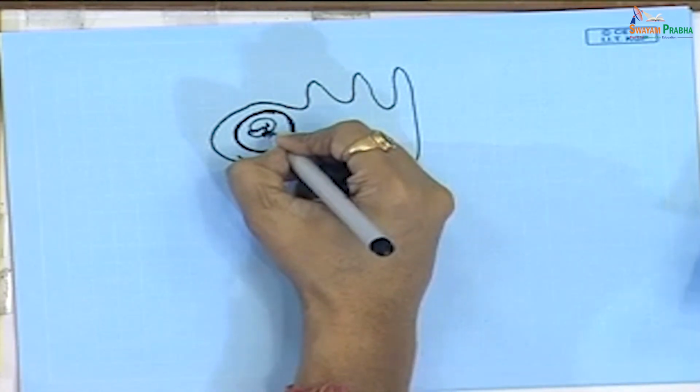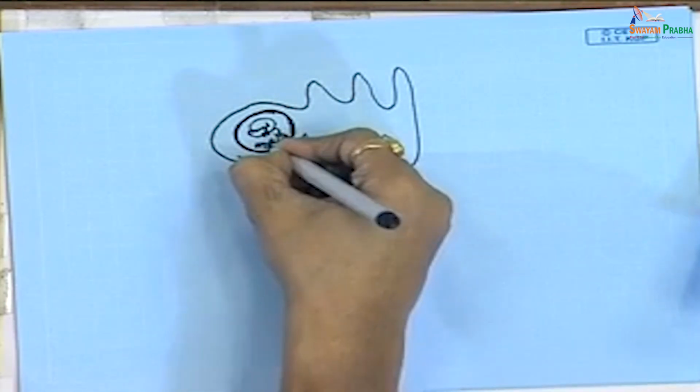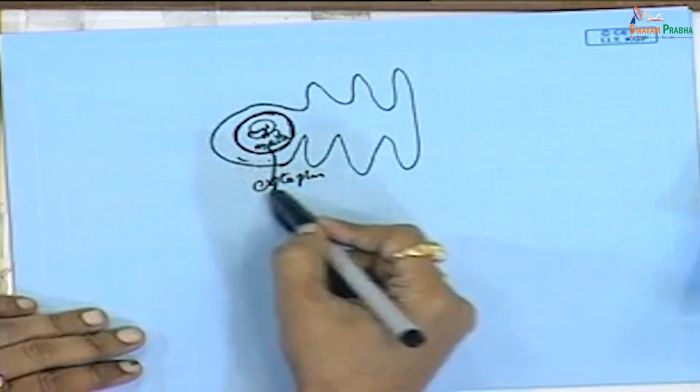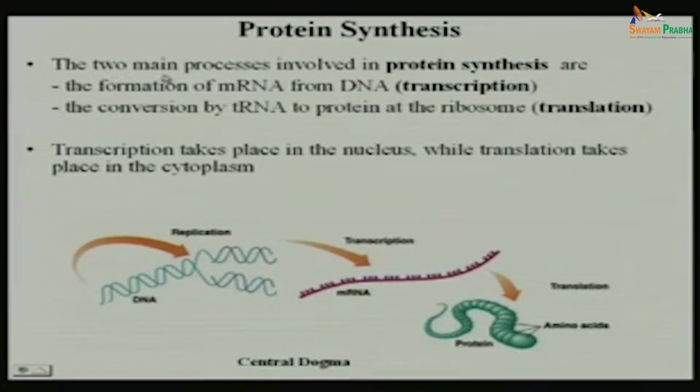Transcription, when it takes place, DNA forms the mRNA. When mRNA is formed, it comes out of the nucleus to the outside, to the cytoplasmic fluid of the cell. These two main processes involved in protein synthesis are the formation of mRNA from DNA, that is the transcription, and conversion of mRNA to proteins at the ribosome, that is the translation. Transcription takes place in the nucleus, while translation takes place in the cytoplasm.